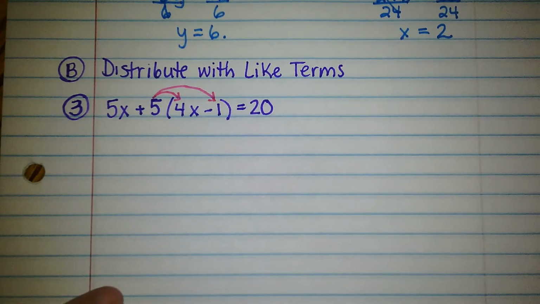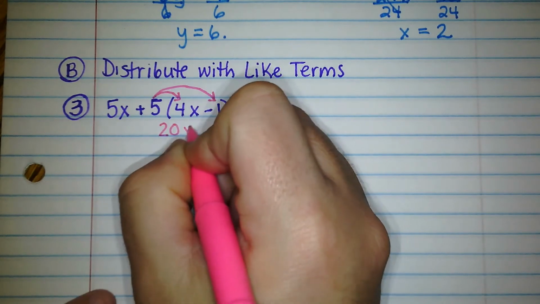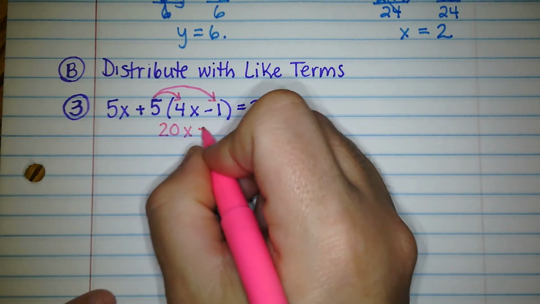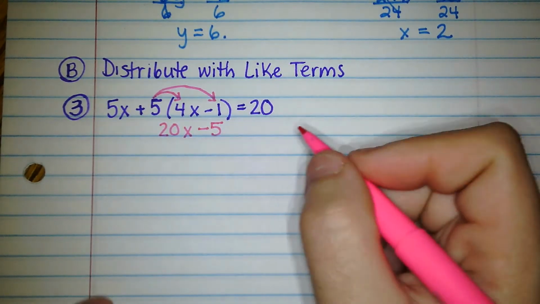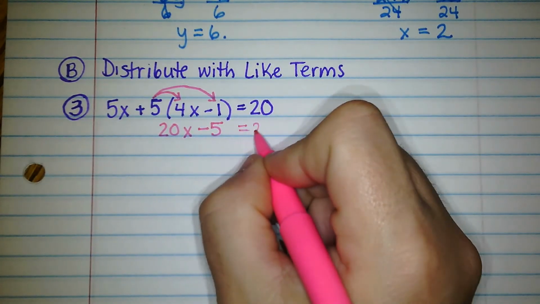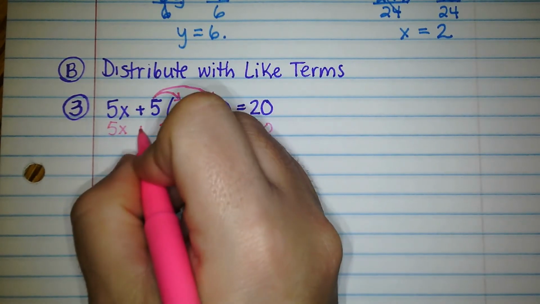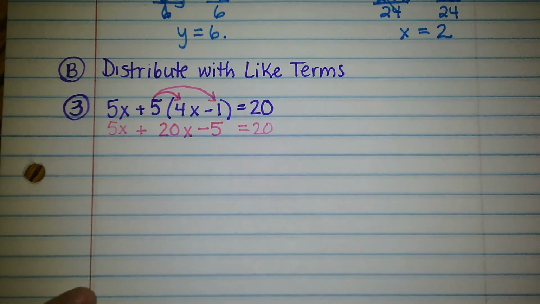by multiplying. So 5 times 4x is 20x. And 5 times negative 1 is negative 5. Make sure you're multiplying there. And we're just going to bring all the other terms down. So I have an equals 20, and I have a 5x, and this is a positive 20, so I should have a plus sign there.